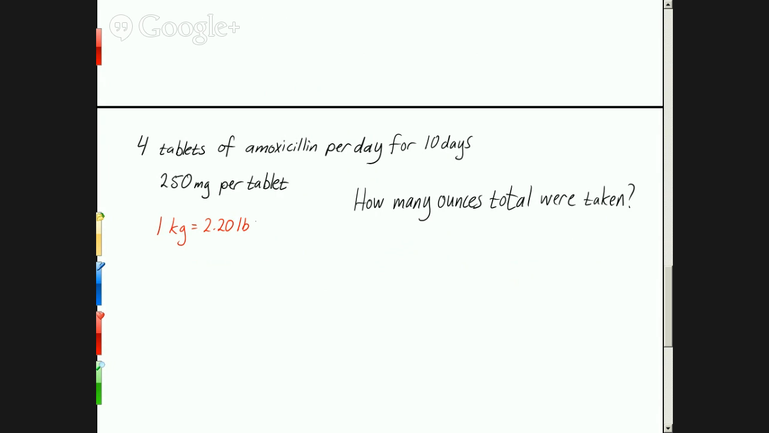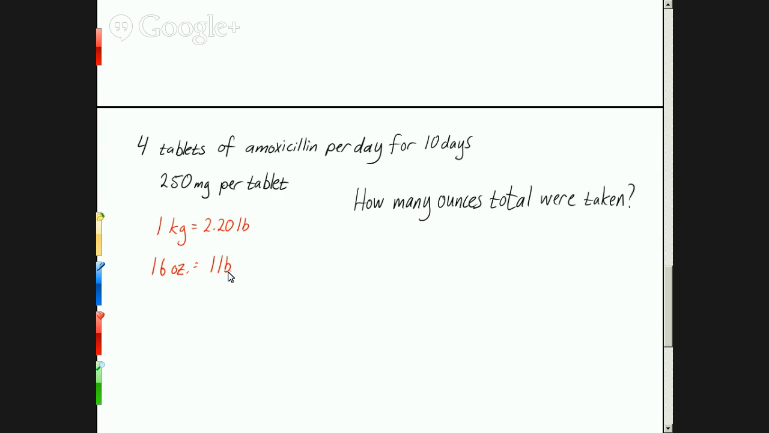And then you need one more. How many ounces are in a pound? 16. 16 ounces in 1 pound.